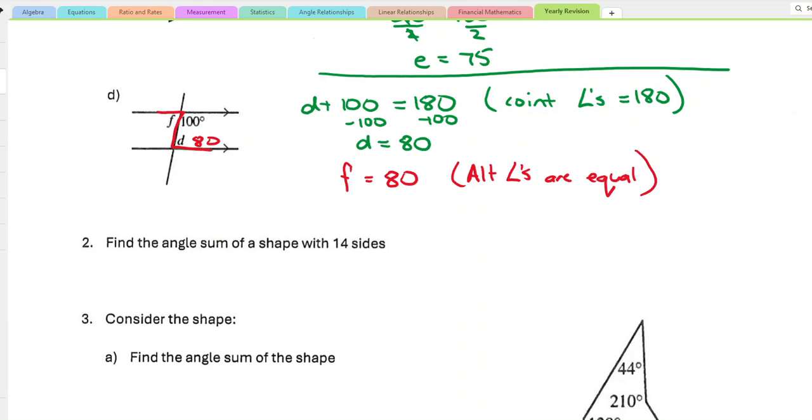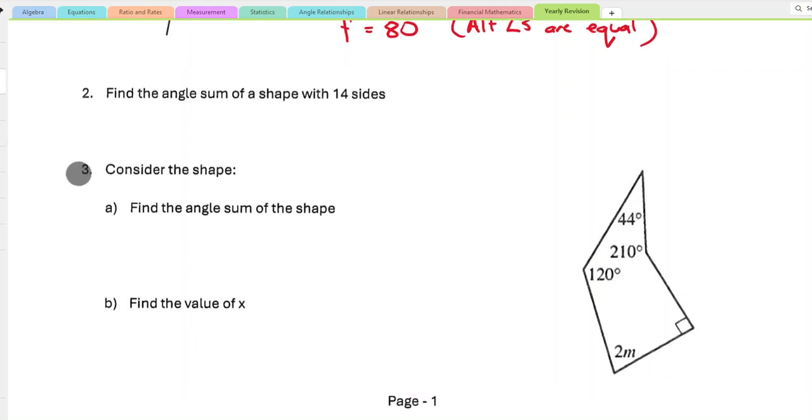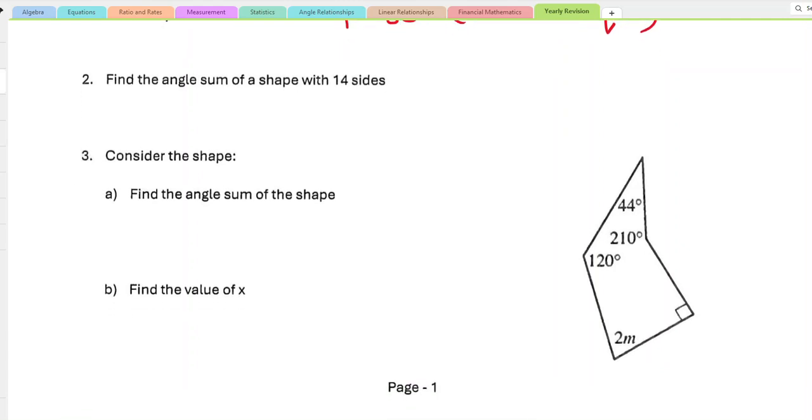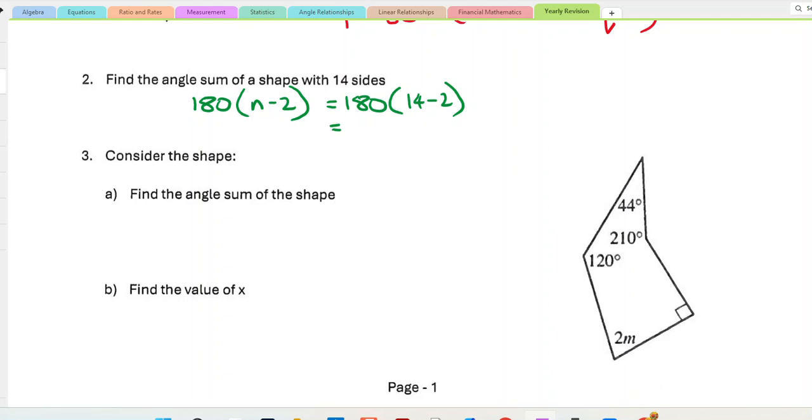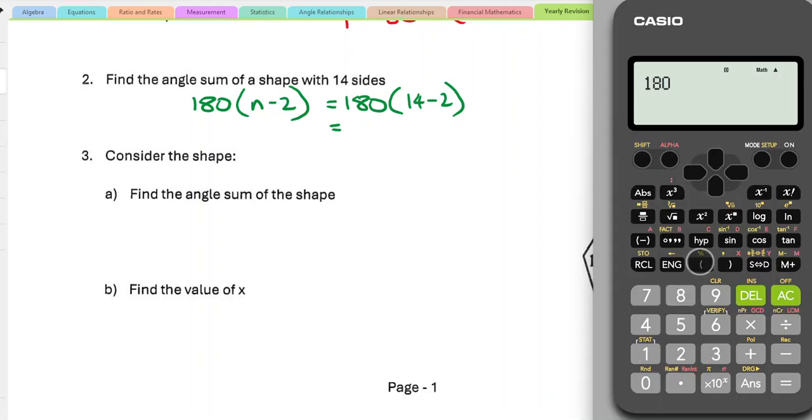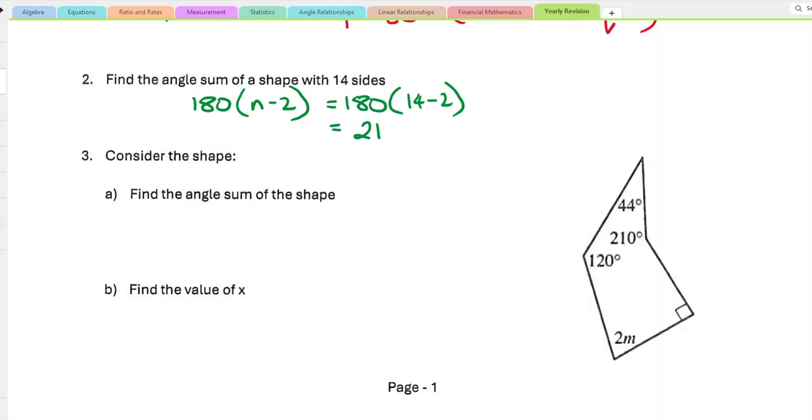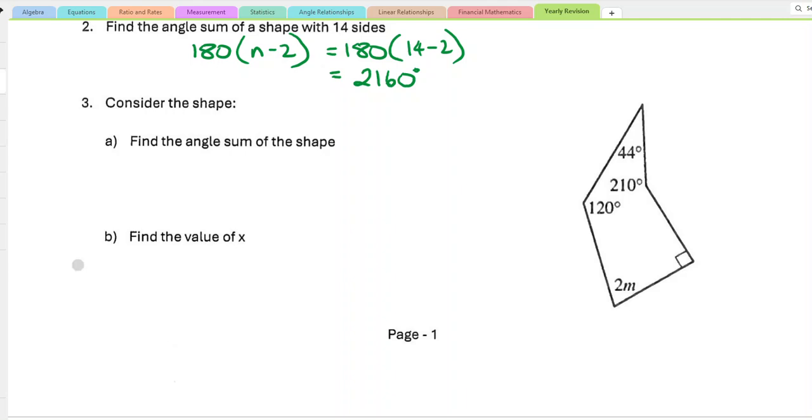Okay, question 2. Find the angle sum of a shape with 14 sides. The formula to find the angle sum of any shape is 180 bracket n minus 2, where n is the number of sides. So if we have 14 sides, we want to do 180 times 14 take away 2, and then type that in the calculator. And the angle sum is 2,160 degrees.